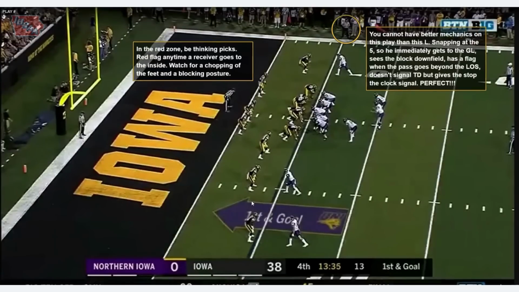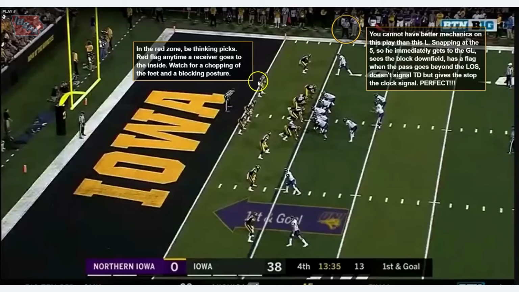This is our last play. You can't get better mechanics than this line judge does on this play. And I should say head linesman, because in your game it'd be the H. We're in the second quarter, so we flipped. But anyway, snaps at the 5. He immediately goes to the goal line, and he sees blocking downfield. And then when the pass crosses the line of scrimmage, he's got his flag out.